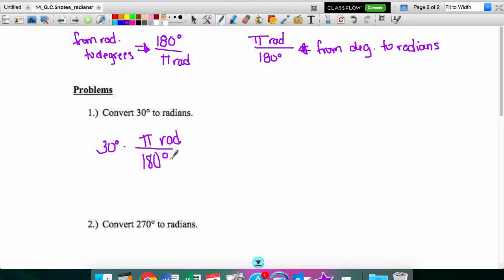All right, so we're going to multiply by this ratio, and what we'll have left is an answer in just radians. To do this, I'm going to essentially multiply across. So 30 times the pi would give me 30 pi.